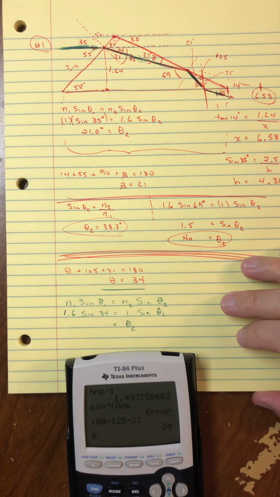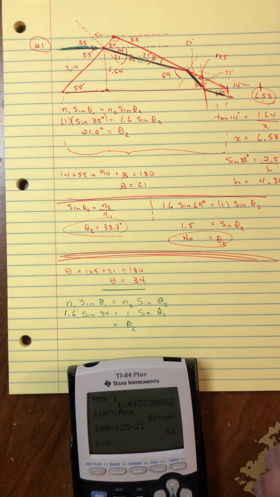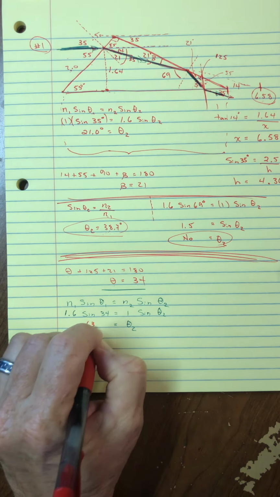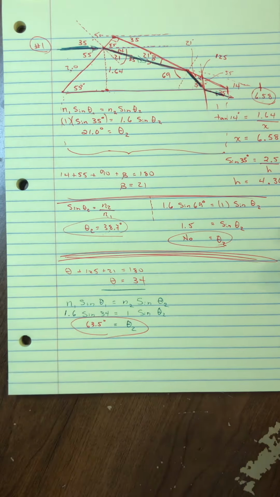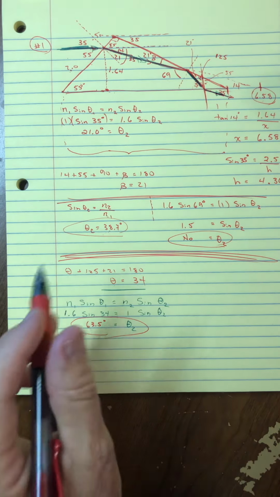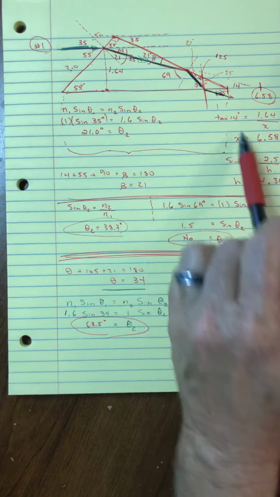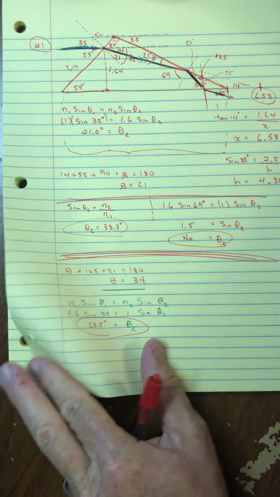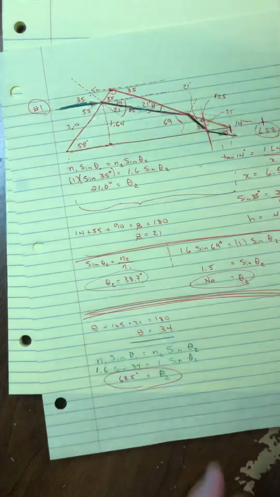And grabbing my calculator here, 1.6 multiplied by the sine of 34. And now finally, taking the inverse sine of that, and we get about 63.5 degrees. Yay! And so there is part A, drawing it, and part B, what is the exiting angle. But, as you can see, it's not all that simple, and it takes a lot of work to get there.